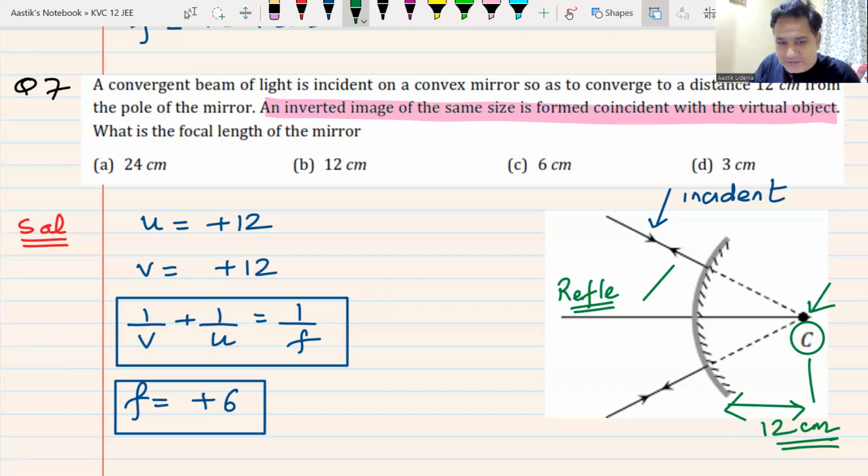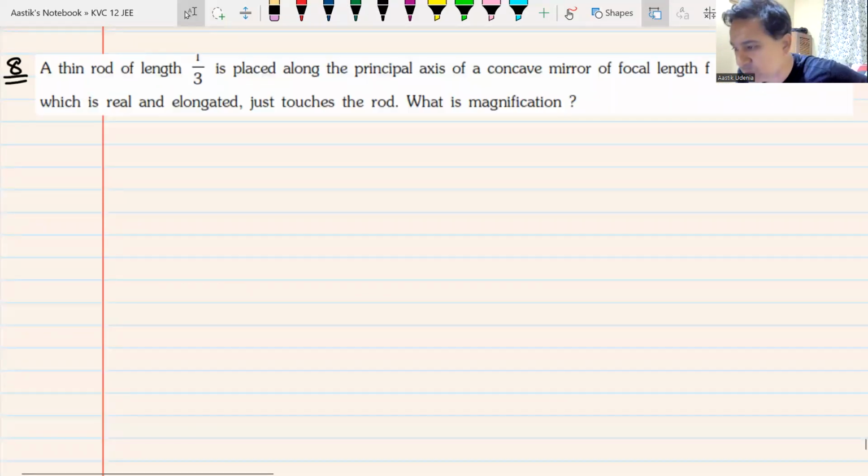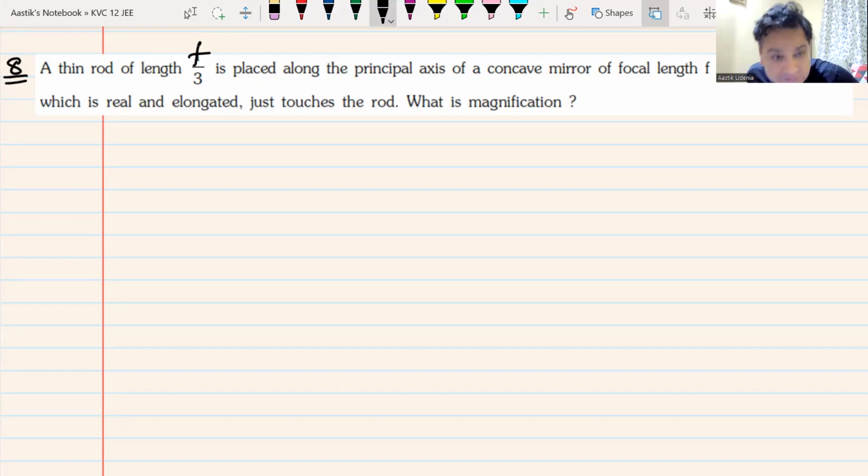Here comes the next question. If you've understood the previous one, you might not be able to do it in this class, but you can take it as homework. A thin rod of length f/3 is placed along the principal axis of a concave mirror of focal length f such that its image is real, elongated, just touching the rod.